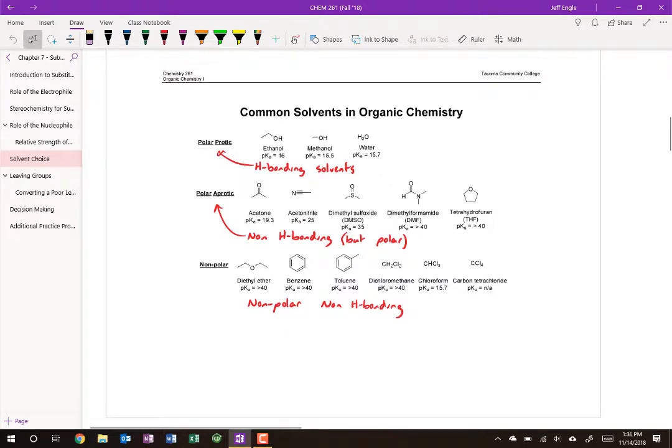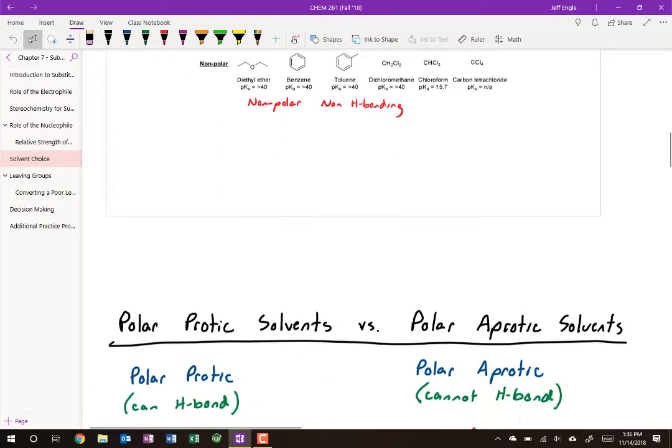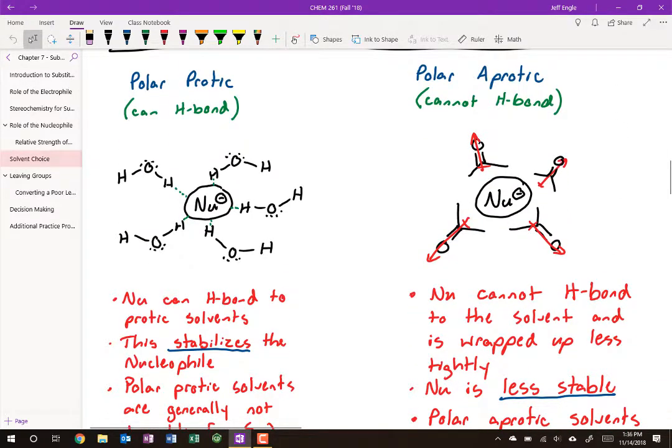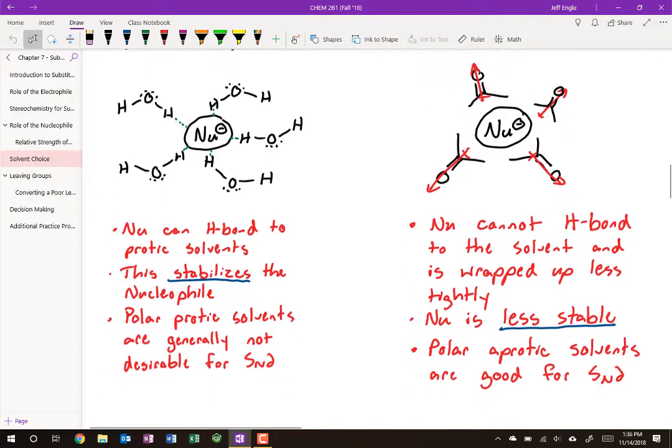For the top one, we've got H-bonding solvents. Next row, we've got non-H-bonding solvents, but they're still polar. And then we've got non-polar solvents. For SN1 and SN2 reactions, we want to make sure we're using polar solvents, so we don't want to use the non-polar solvents in that bottom row. And then we said for SN2 reactions, we actually prefer to use a polar aprotic solvent. That way our nucleophile is held less tightly by the solvent and is more available for attack.